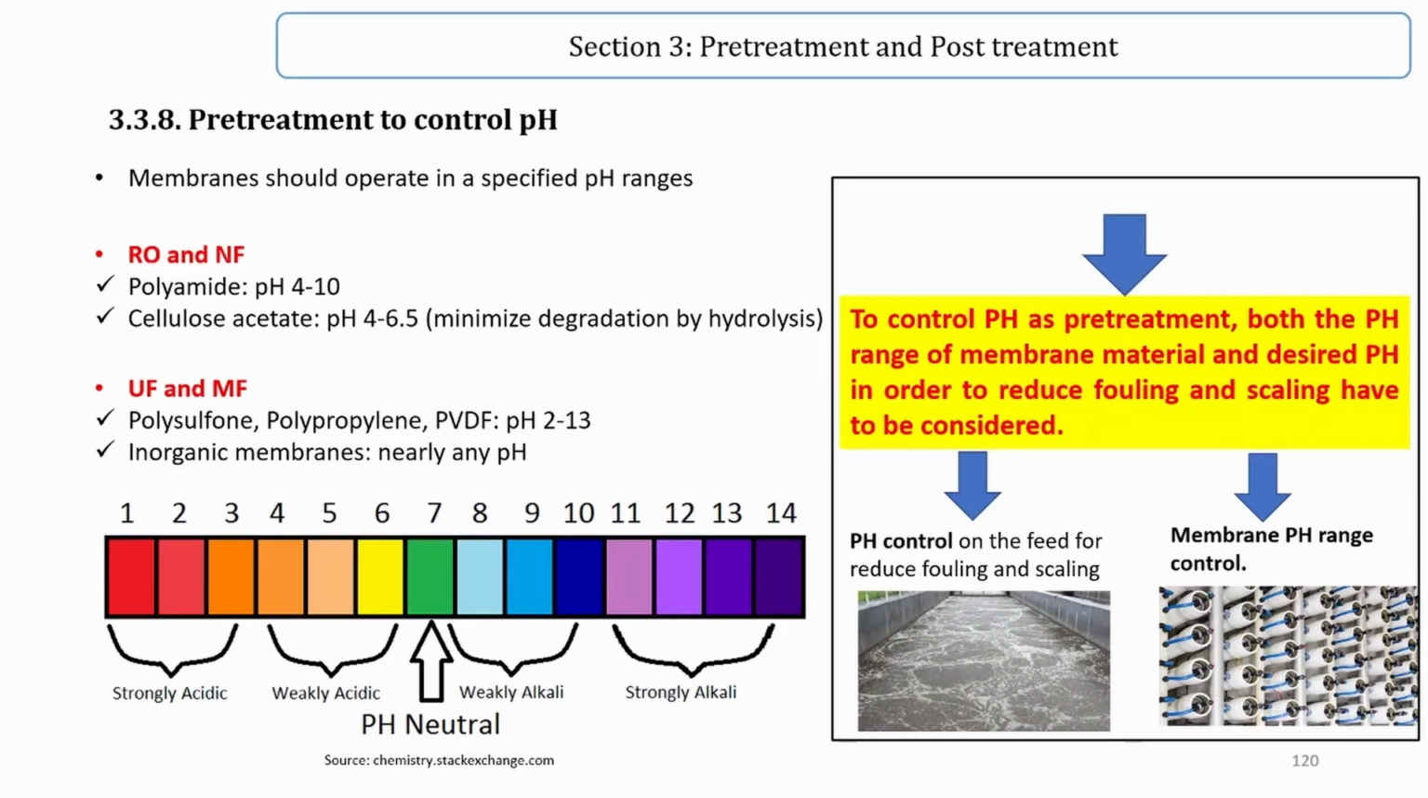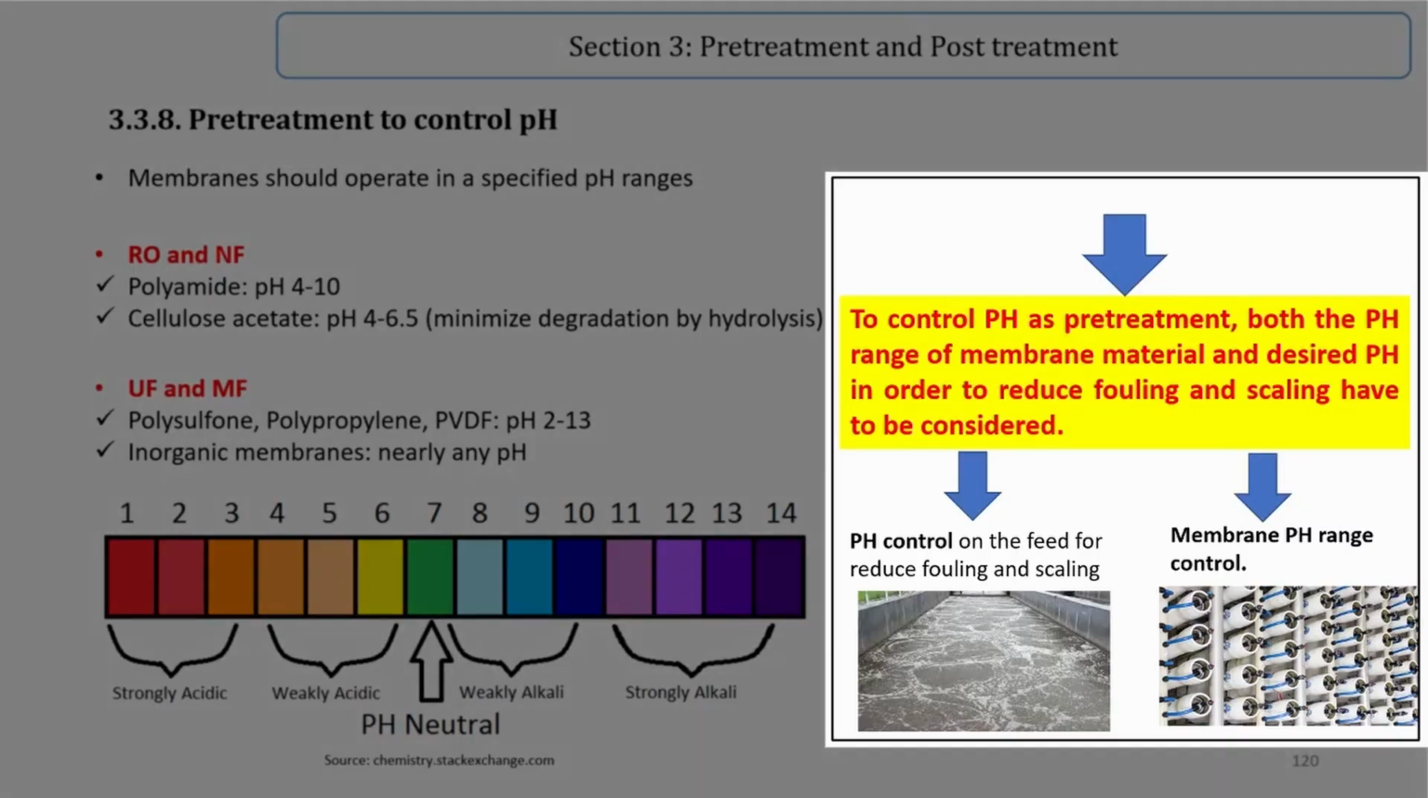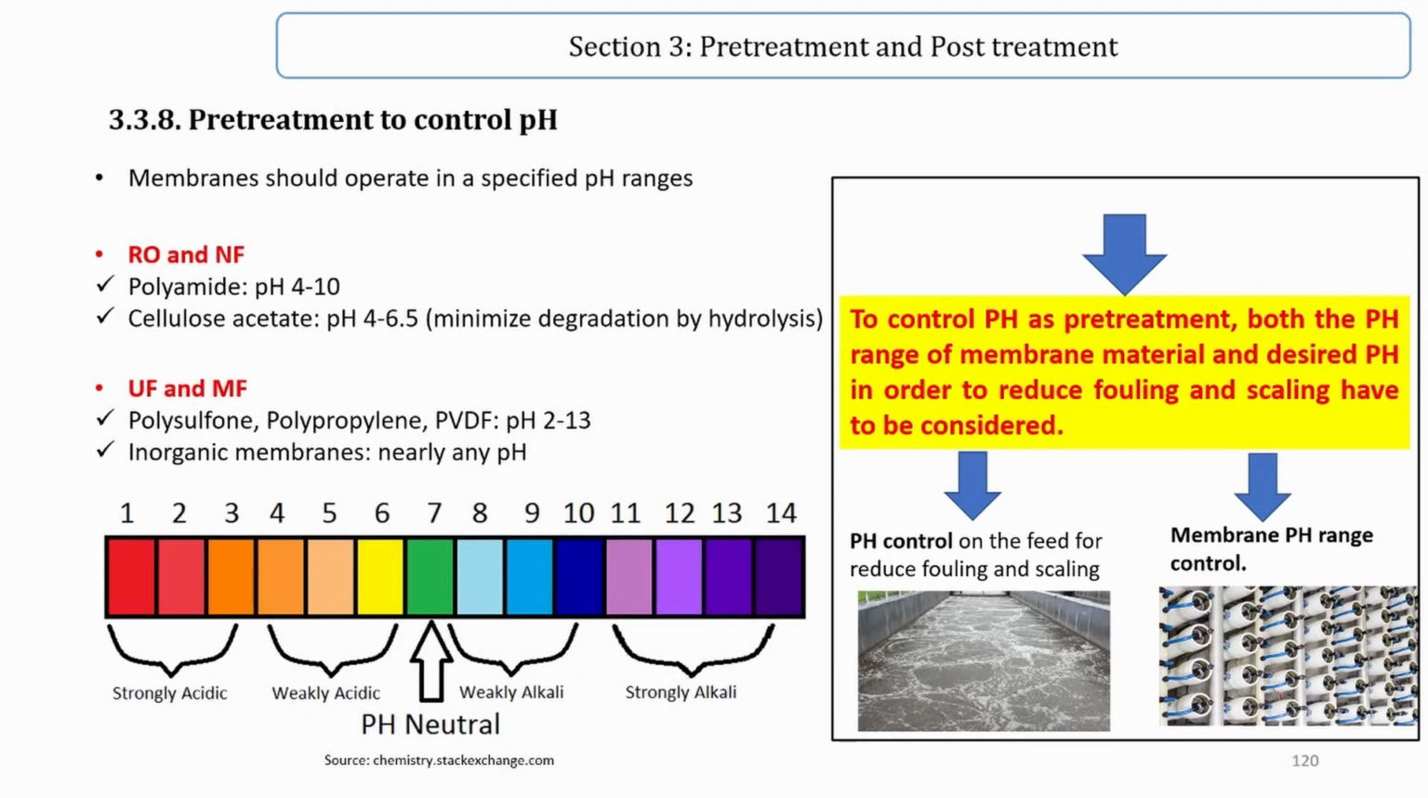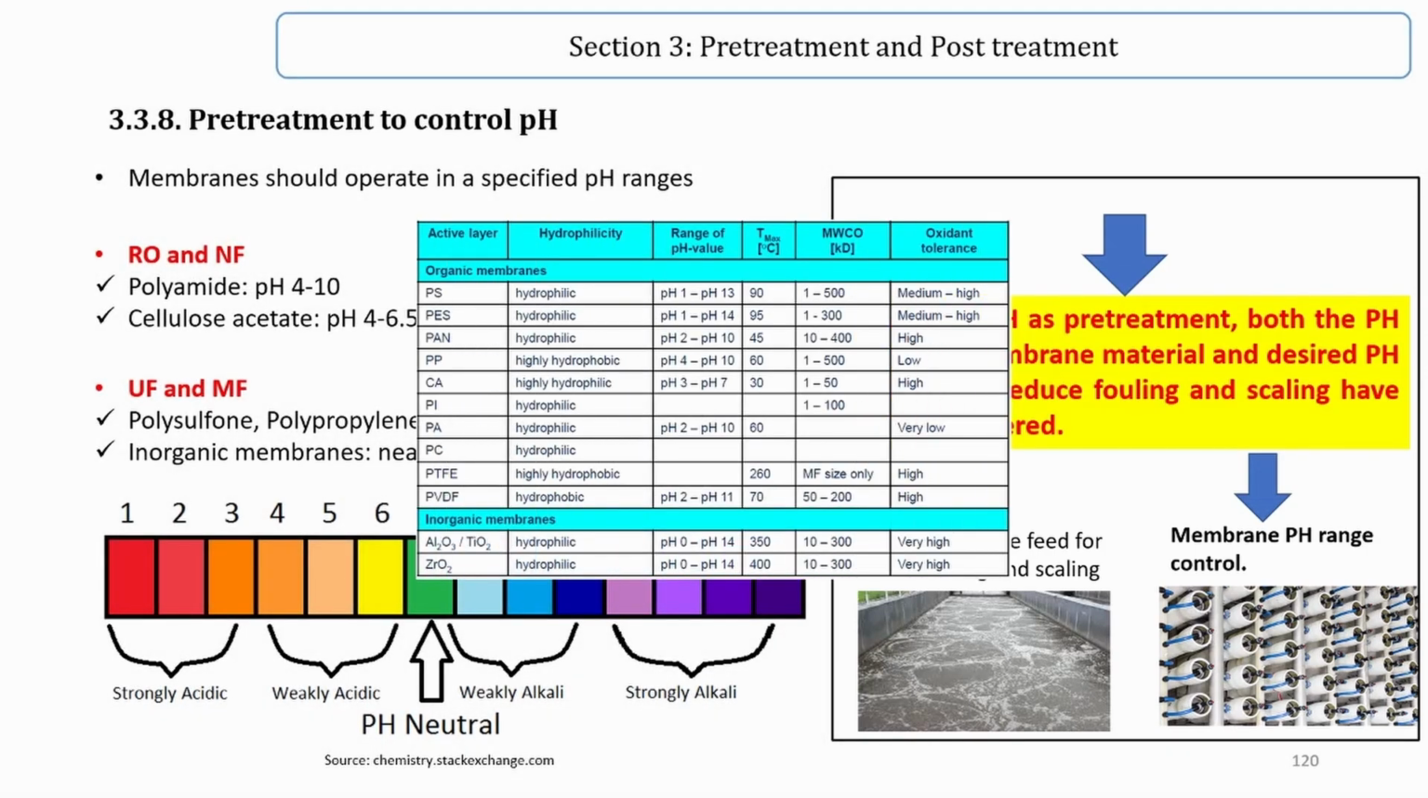Pretreatment to control pH. To control pH as pretreatment, both the pH range of the membrane material and the desired pH in order to reduce fouling and scaling have to be considered. As we have already discussed the membrane properties in this table, in the selection of membrane material, the range of pH value has to be considered. There are some limitations for the organic membranes, but inorganics can act from 0 to 14 and there is no limitation.